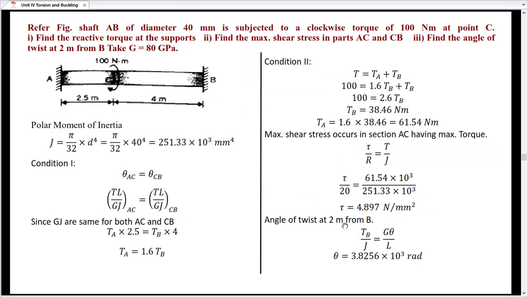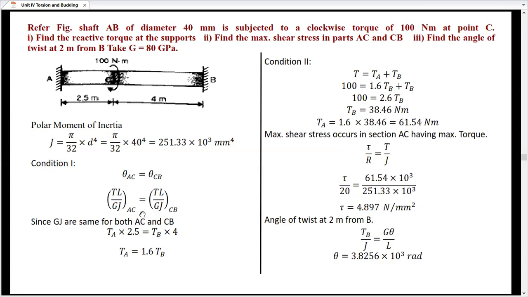Now we'll take one example and discuss how to calculate the theta value and torque value for an intermediate shaft. We have shaft AB with a diameter of 40 mm, subjected to a clockwise torque of 100 Newton meter at point C. We have to find the reactive torque at the supports, find the maximum shear stress in AC and CB, and find the angle of twist at 2 meters from B. They have given a G value of 80 GPa.